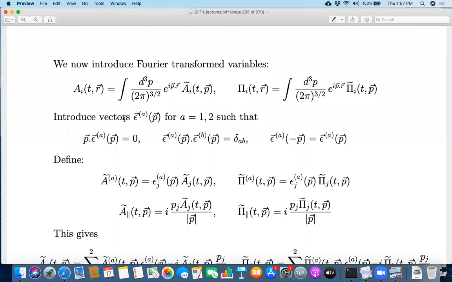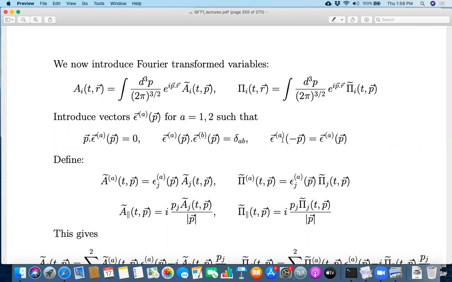So we introduce two vectors, epsilon_a, where a is 1 and 2. These are defined to be orthogonal to the momentum vector p. So the idea is that we are going to decompose these three-dimensional vectors A_i and pi_i in this basis. So these are two of the three basis vectors. For a three-dimensional vector, we need three basis vectors. So two of the basis vectors we choose to be orthogonal to p.